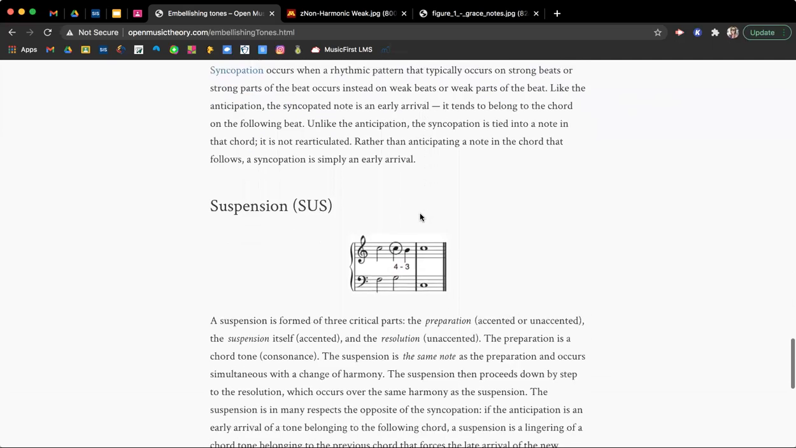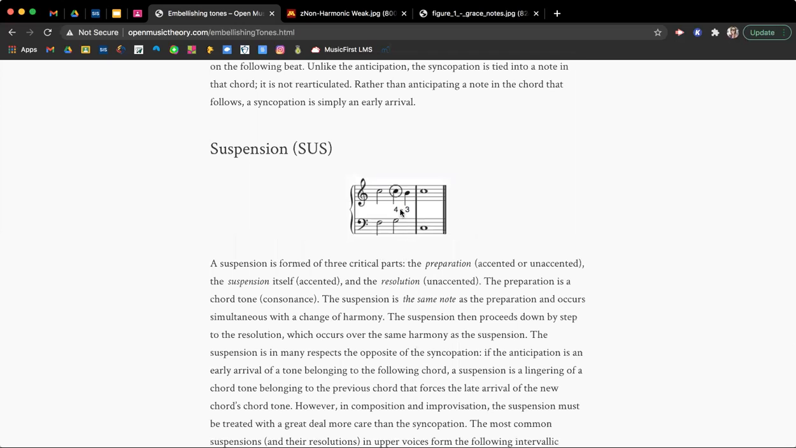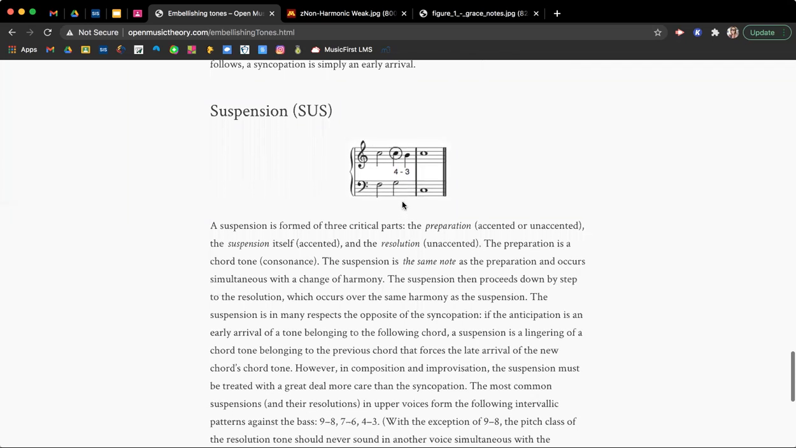Okay, moving right along. Suspension doesn't always have to have a tie, but it is this idea of holding over, going from tension to release, or your preparation to the actual suspension itself to the resolution. So here we're seeing a dissonant interval resolving to a third, 4-3 suspensions are very common. And we're seeing that we have C and G sounding together, and the G holds through while that C resolves to a B. So we're going from, again, dissonance to consonance.